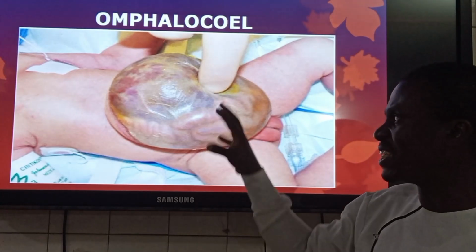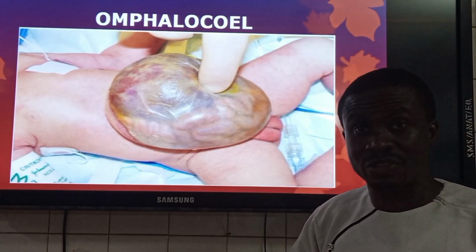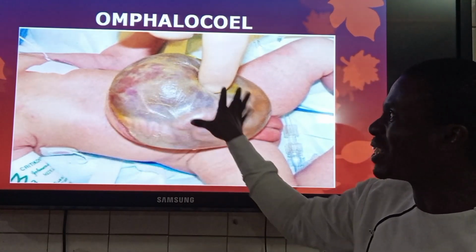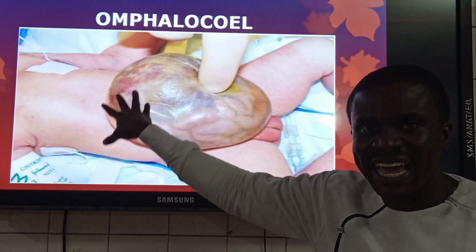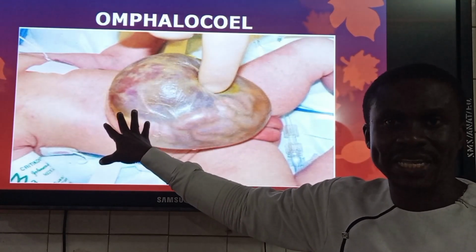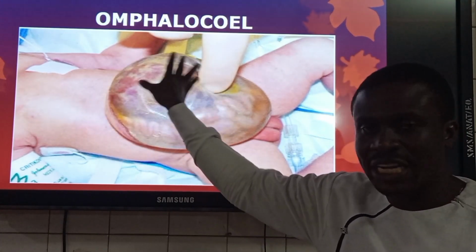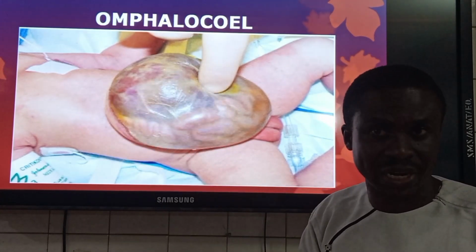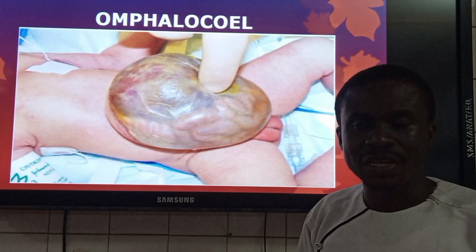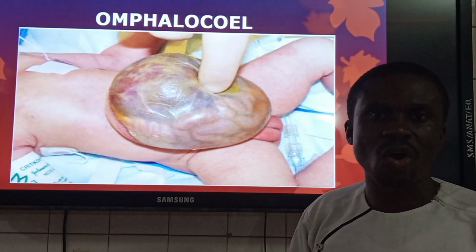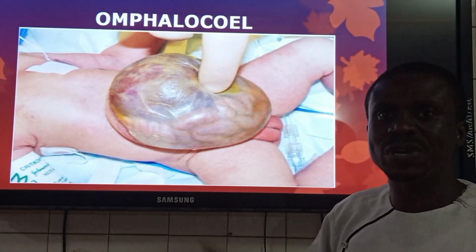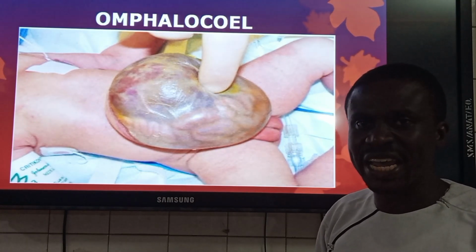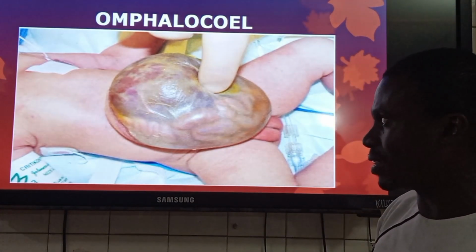So it means that the intestinal, let me call it the abdominal content, because it's not only the intestine, even the liver will herniate out and be contained in this sac-like structure that we find over here. So the abdominal content, mainly the intestine, will be surrounded by this amniotic membrane. Because of the non-return of the physiological hernia, that will lead to this omphalocele, with an incidence of about 1 in 5,000 live births.